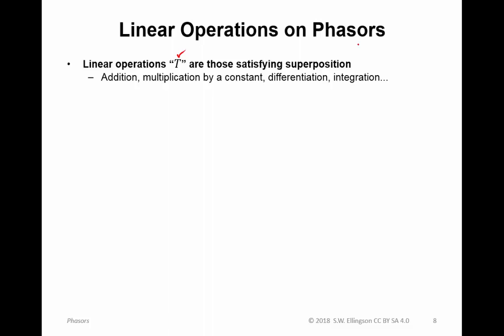So what do I mean by superposition? Well, the operator T applied to two operands should equal T applied to the first operand plus T applied to the second operand. That's the property of superposition. And that's, in turn, something that makes the operator linear. Linear operators, in other words, those satisfying superposition, include addition, multiplication by a constant, but not multiplication in general, just multiplying things by a constant, differentiation, integration. These are all linear operators.